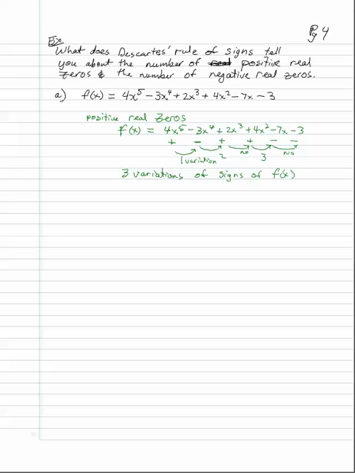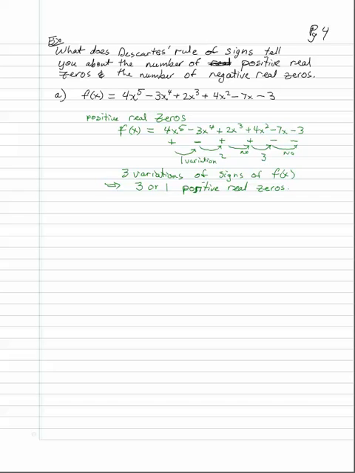So that means 3, or you subtract 2, 1, positive real zeros. Okay? So that means if I found 3 positive real zeros, I would stop looking for positive ones because I know there's no more. Okay, so that gives me some information.